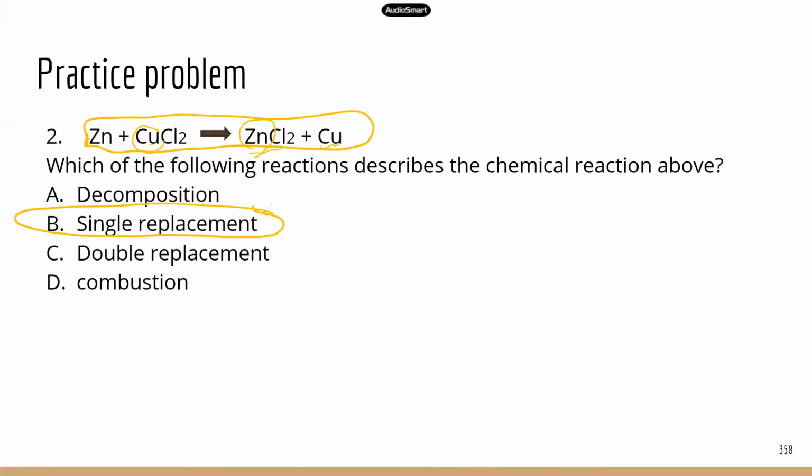If I have another example, this might not be a real chemical reaction, but I just want to show you an example. If I have a zinc, let's say nitrate, react with a copper chloride, and then you get zinc chloride and copper nitrate, that's going to be a double replacement.